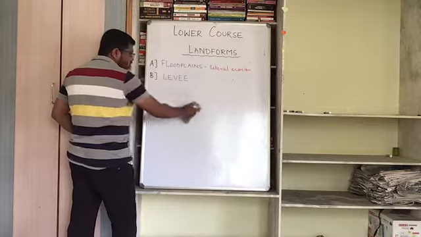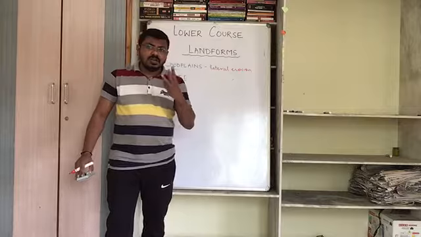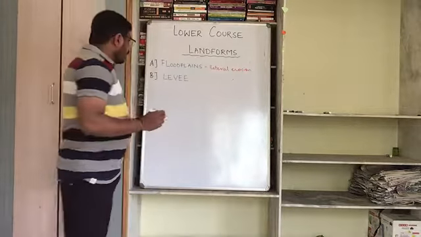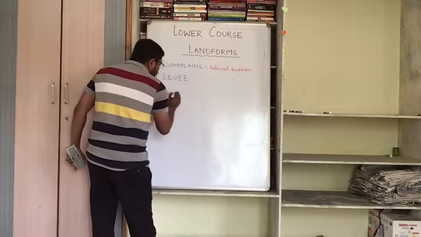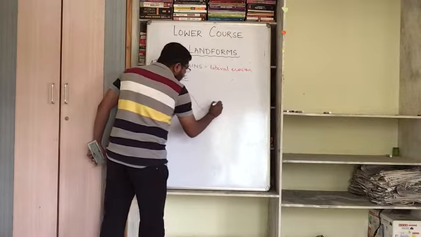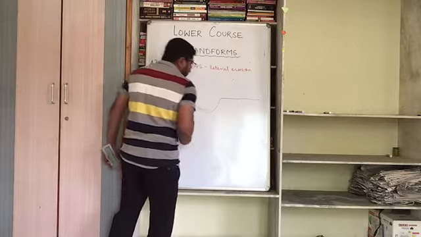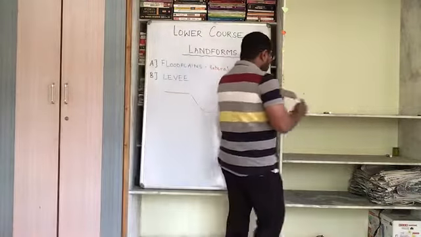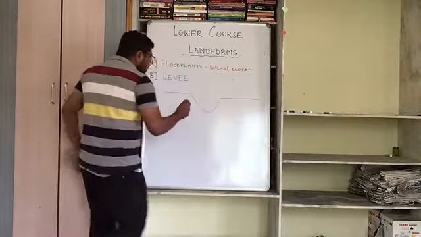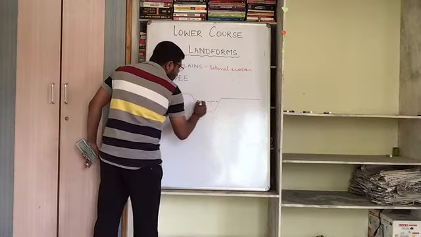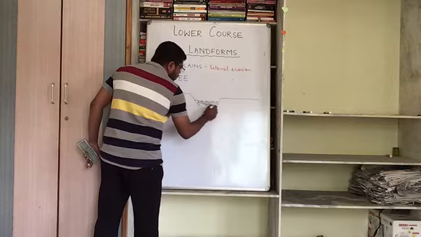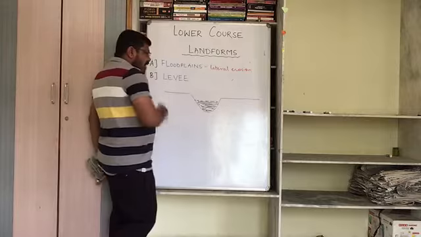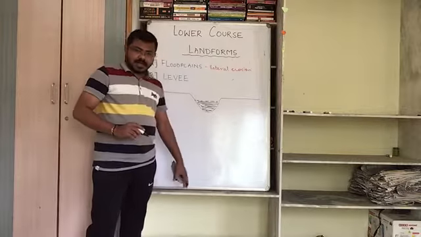Now we are going to learn about natural levee, how the levees are formed. There are three stages for the formation of a natural levee. The first one is when a river enters into the lower course. What will happen? In the lower course, the river is carrying some amount of water. So for example, this is the valley of the river and it is flowing inside the bank.